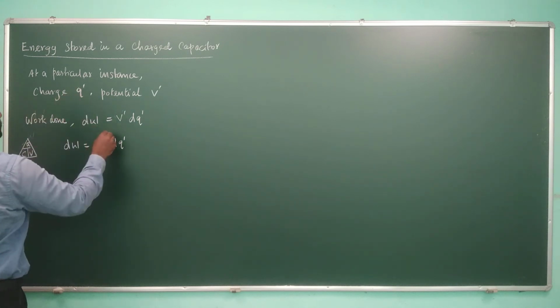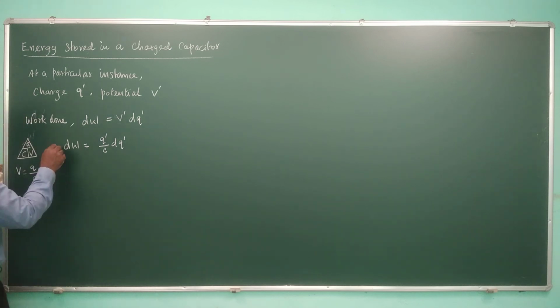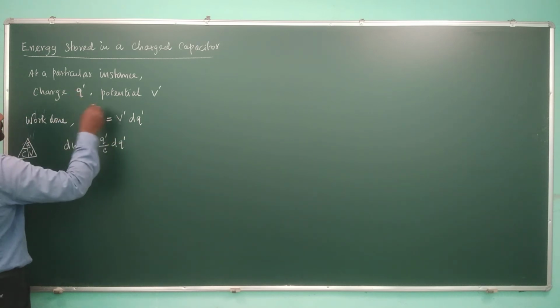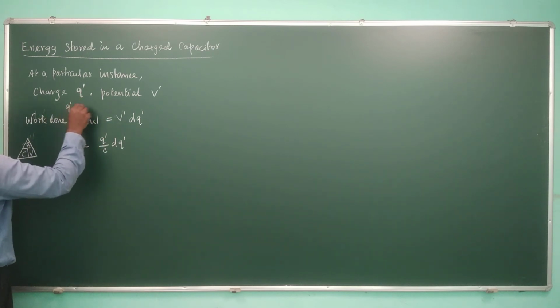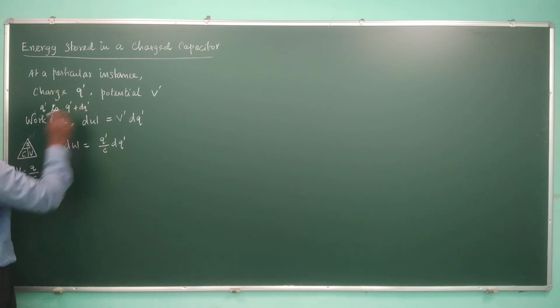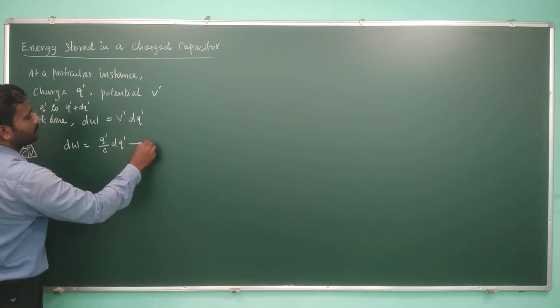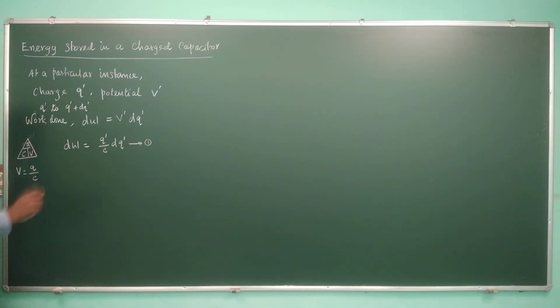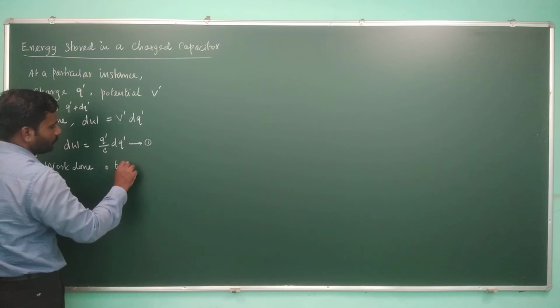Okay, fine. So here the charge is Q prime. So this is for increasing the charge from Q prime to the next small level, Q prime plus dq prime. Charging a capacitor from Q prime to Q prime plus dq prime, this is the work done. It is equation 1. Then what is the work done to charge the capacitor from 0 to Q?